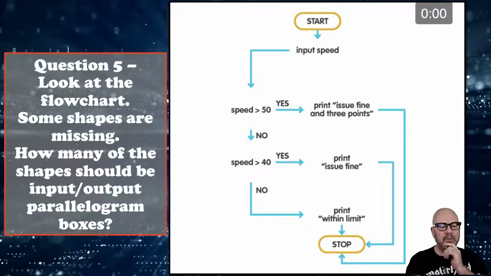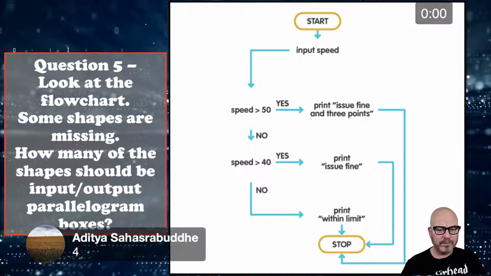How many of the shapes should be input-output parallelogram boxes? So, Aditya has come in with 4. Any more takers on that? Or shall we take Aditya at his word? He's been pretty solid today.